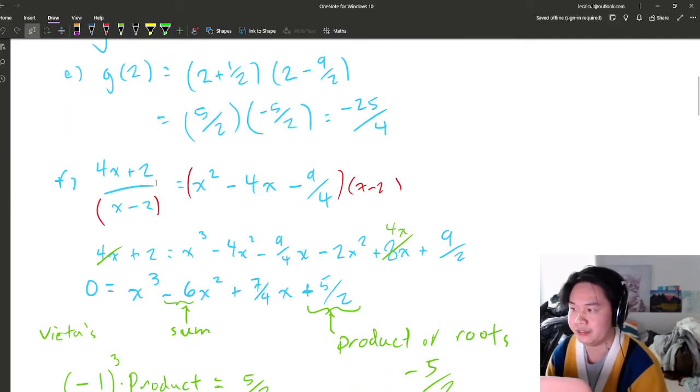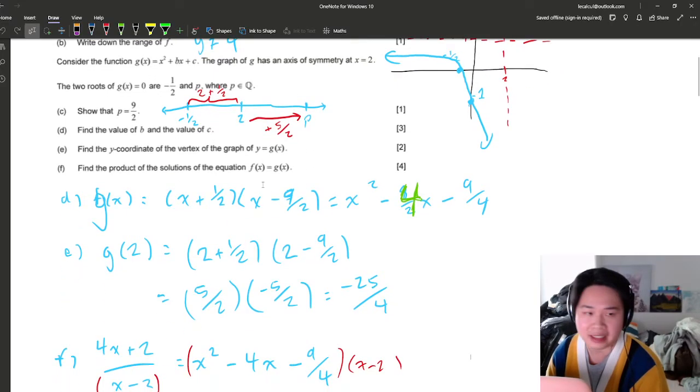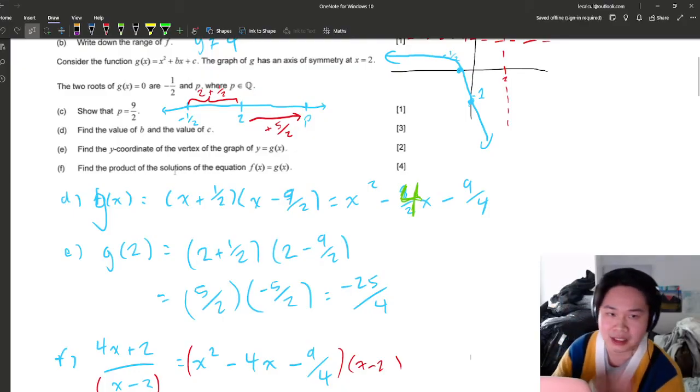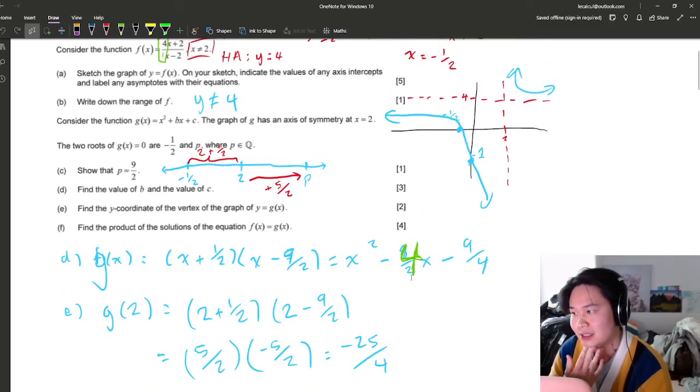This is f. So you might have equated them and then multiplied the denominator over. And then if you multiplied it out, you get a cubic function, which is something that you can't solve as an SL student. So some people might have equated these, and then got a quadratic maybe, and then used the discriminant because the discriminant is usually related to the number of solutions, but that's not what you're supposed to do.